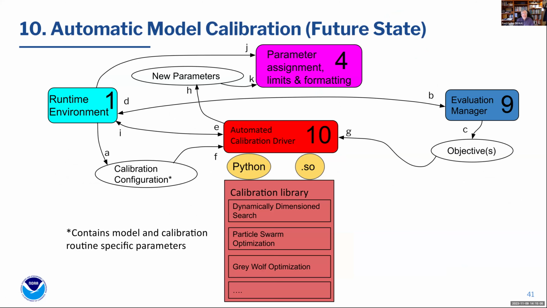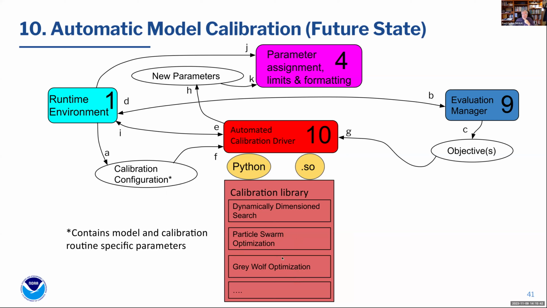And we're almost done. The automated model calibration future state, as we see it: the runtime environment writes a calibration config file, says we're going to calibrate these models and these catchments using these metrics and these methods for estimating parameters. And right now we have three methods in our calibration library: dynamically dimensioned search, which is a heuristic method, particle swarm optimization, and gray wolf optimization. And we're finding that different models like different methods sometimes better.